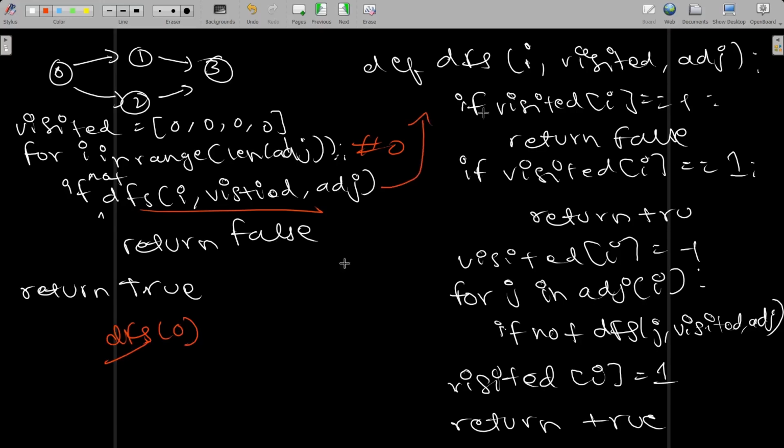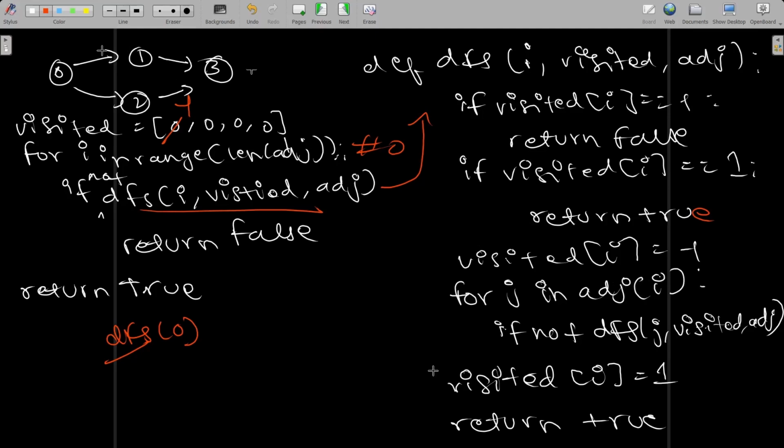Performing a DFS call on 0, we check if visited is equal to -1. No, it's not, it's 0. If it is equal to 1, no, it's not, it's equal to 0. And if it's neither of these, we'll just change it to -1 over here. Once we change it to -1, we go inside the adjacency list of adj of i, basically adj of 0, which is the two nodes 1 and 2.